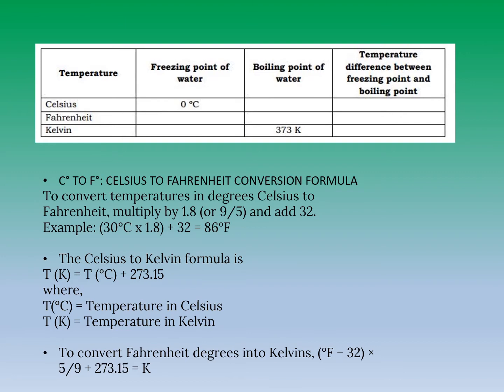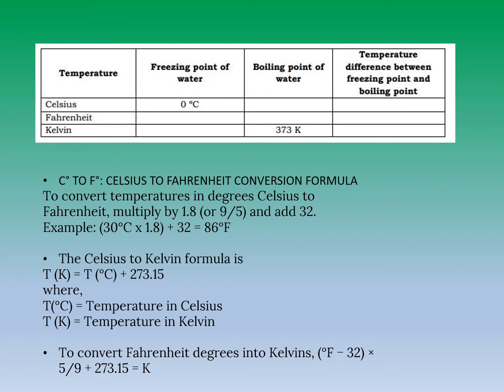Since you already know the differences between heat and temperature, there are measurements that you need to focus on, in terms of Celsius, Fahrenheit, and Kelvin. As you can see in this table, you need to get the freezing point of water, the boiling point of water, and the temperature difference between the freezing point and boiling point. Below, in this presentation, you're going to see the conversion to degrees Fahrenheit, the Celsius to Fahrenheit conversion formula.